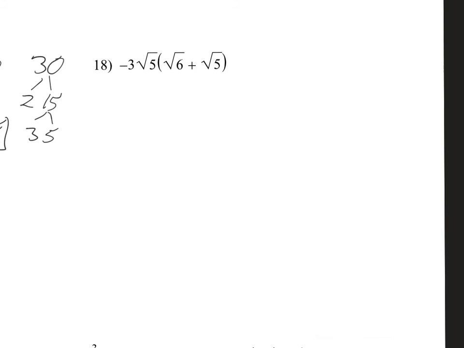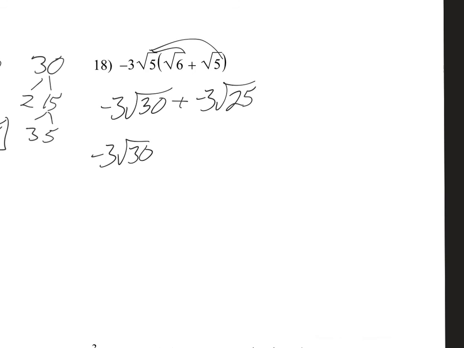Okay, next one. Still the same exact stuff. So negative 3 radical 5 times 3 is 30 plus negative 3 radical 25. So that tells me I'm going to have negative 3 radical 30 minus 3 times square root of 25 is 5. So 3 times 5 is 15. So that is my final answer.